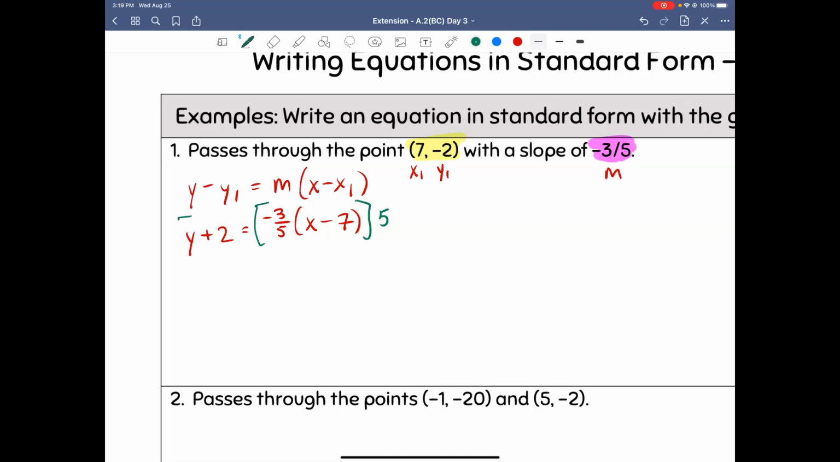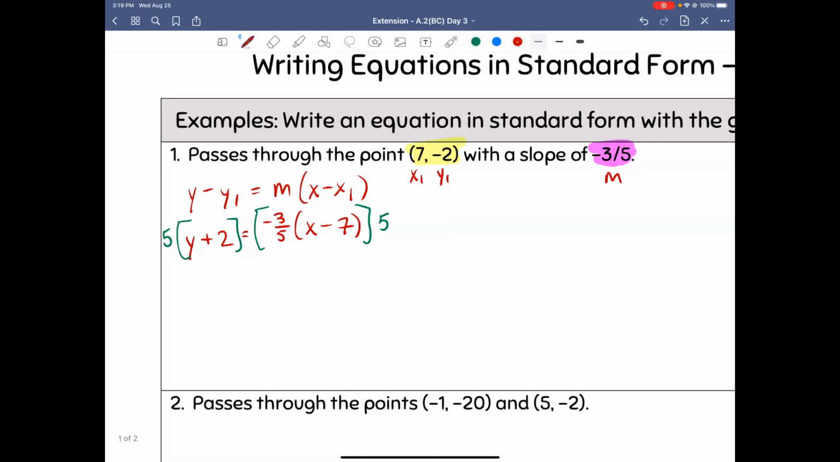But in order to keep our equality, we know that we must also multiply this side of the equation by 5 as well. Distributing the 5 on the left-hand side, we will end up with 5y + 10 is equal to, and then multiplying the right-hand side by 5, I'm going to multiply the 5 times the -3/5, and that means the 5s are going to cancel out, and we'll just be left with -3 as the coefficient in front of the parentheses for (x - 7).